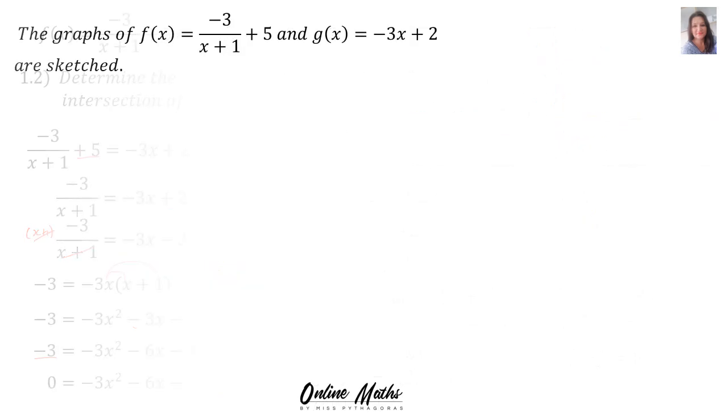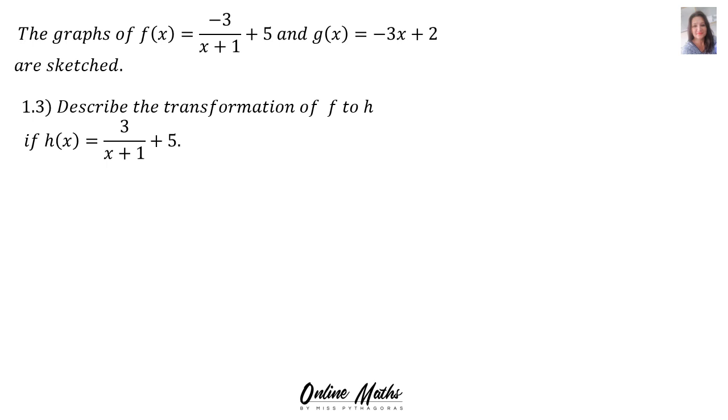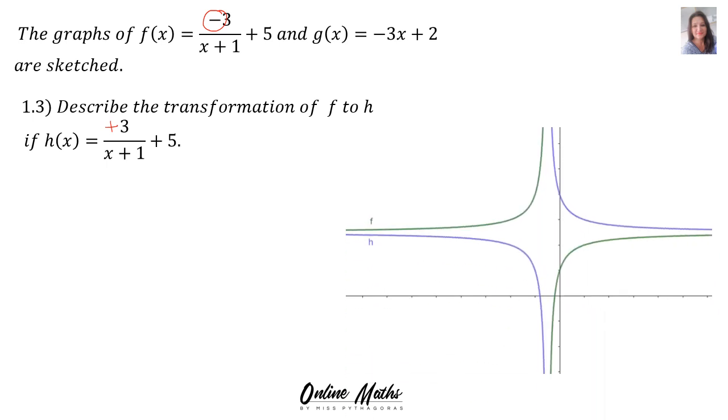Now the next question says, describe the transformation of f to h if h of x is equal to plus 3 over x plus 1, plus 5. So now what happened here was your original function f of x used to be negative 3, and now h of x has a plus 3. And we have to describe the transformation. Now, I gave you the sketch there. They don't expect you to sketch the graphs, but it helps when you see what's going on here.